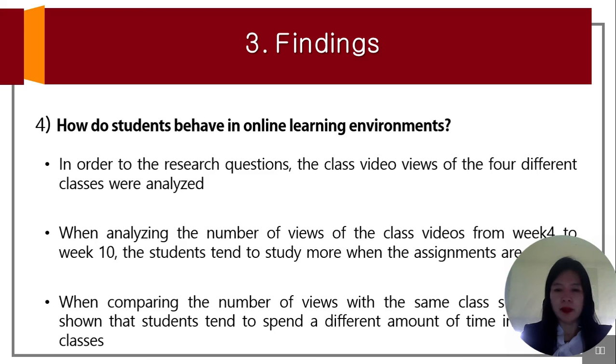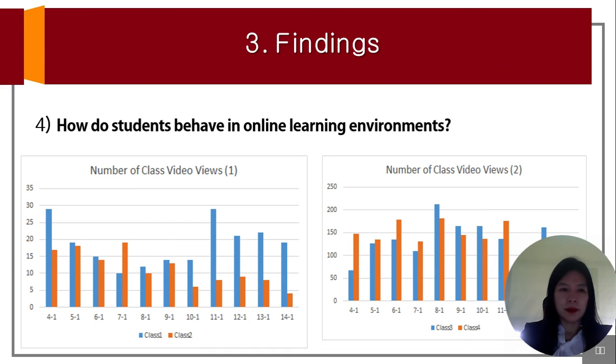When comparing the number of views within the same class, they spent different amounts of time when there was an assignment. When you look at the data, there was a difference, and classroom 1 and classroom 2 show different views. So it means that according to the subject area and the class, their classroom views were different. How much students participate in the class depends on how instructors deal with the classroom contents and how instructional strategies are used in the online classroom environment.